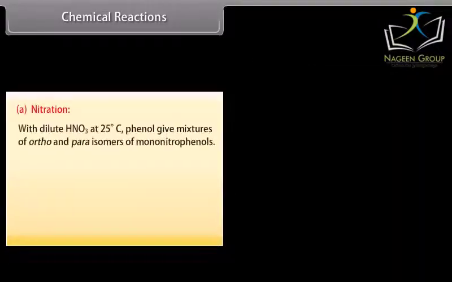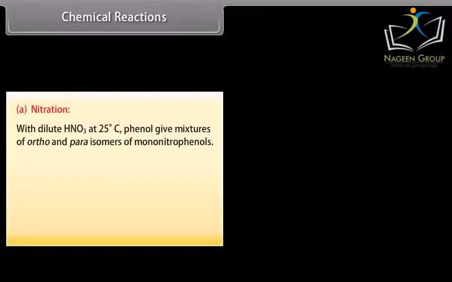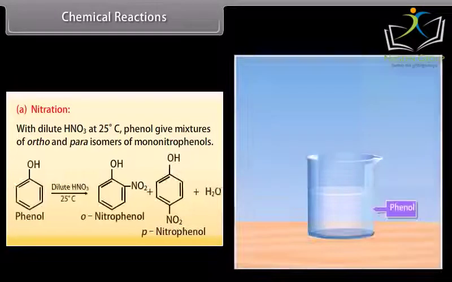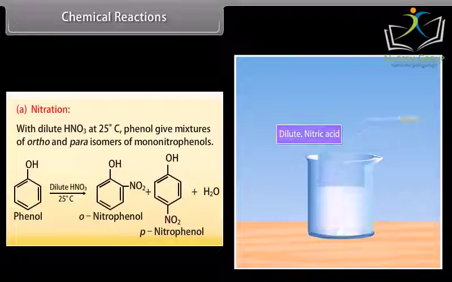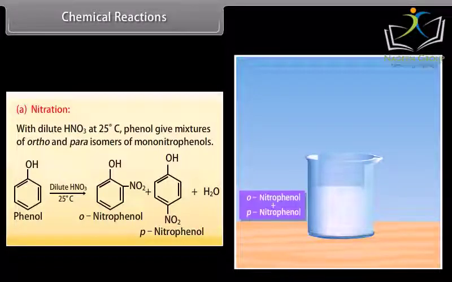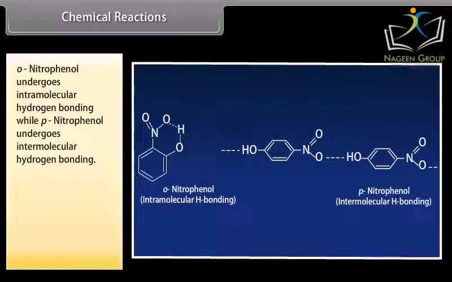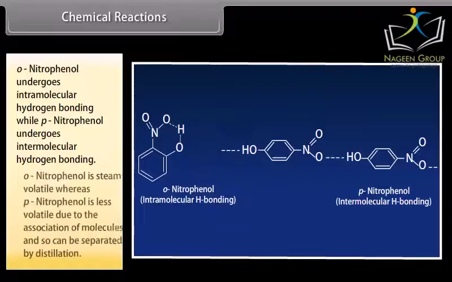Nitration. With dilute nitric acid at 25 degrees Celsius, phenol gives mixture of ortho and para isomers of mononitrophenols. On adding dilute nitric acid into phenol at 25 degrees Celsius, it forms ortho-nitrophenol and para-nitrophenol. Ortho-nitrophenol undergoes intramolecular hydrogen bonding, while para-nitrophenol undergoes intermolecular hydrogen bonding.